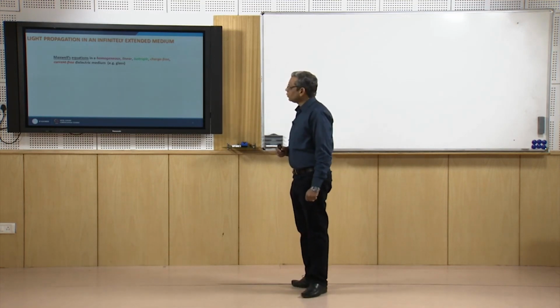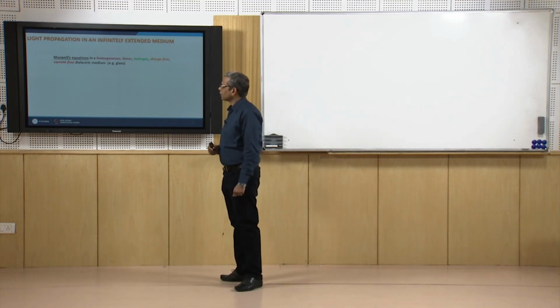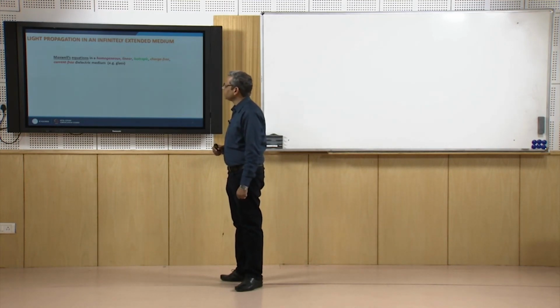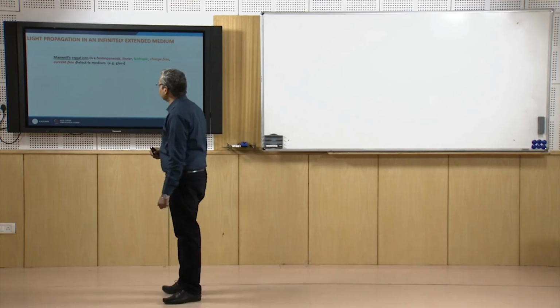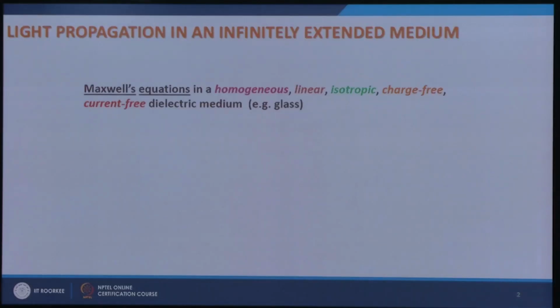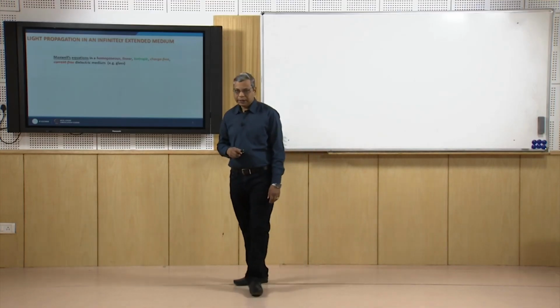Since we want to understand propagation of light in an infinitely extended dielectric medium, and light is an electromagnetic wave, we should first consider the Maxwell's equations in an infinite dielectric medium. So, the simplest case if we take, then it is a homogeneous, linear, isotropic, charge free and current free dielectric medium. One example of such a medium is glass.